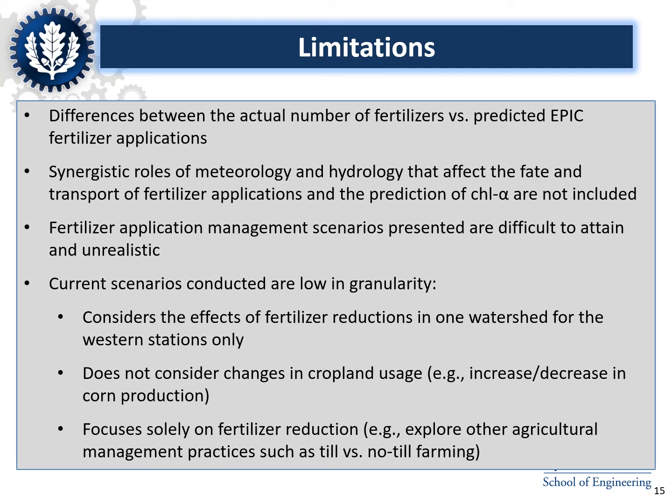Since this is still a work in progress, for now we are only considering the effects of fertilizer reductions in one watershed for the western stations only. We do not consider changes in cropland use, for example, an increase or decrease in corn production, and we only focus solely on fertilizer reduction when we could be exploring other agricultural management practices such as till versus no-till farming.